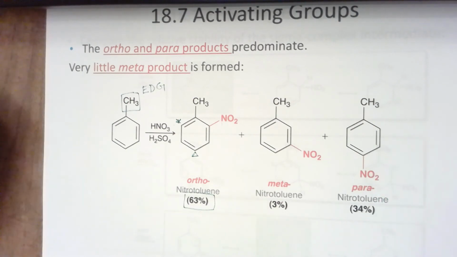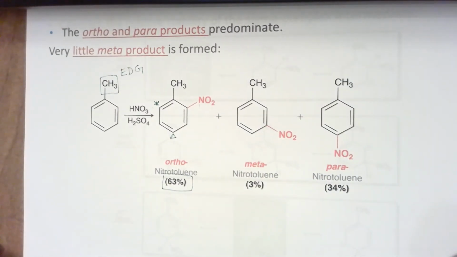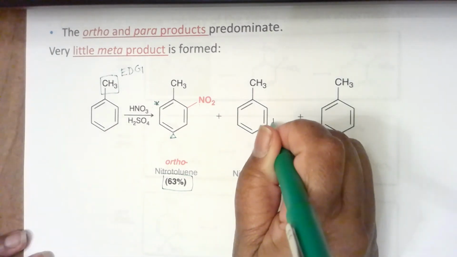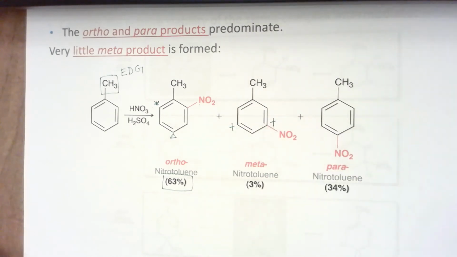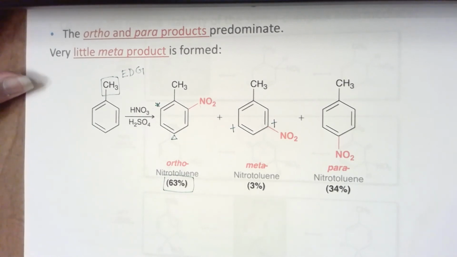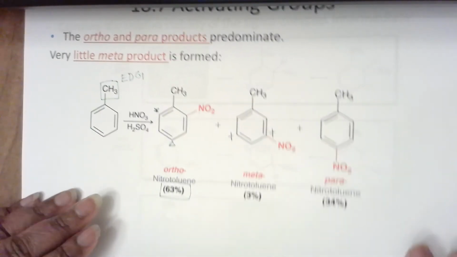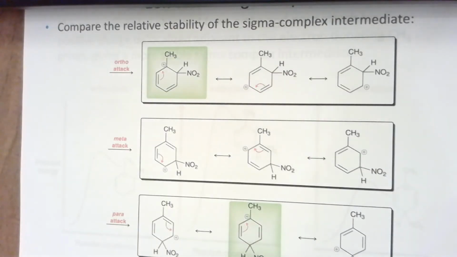So that makes sense. But the methyl group says, no, you're not going into the meta rooms. Remember? The guest is not allowed in the meta room, only in the 2 ortho rooms and the para room, if you think about it. Now, why is that so?